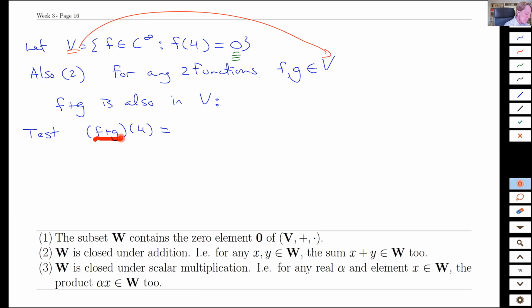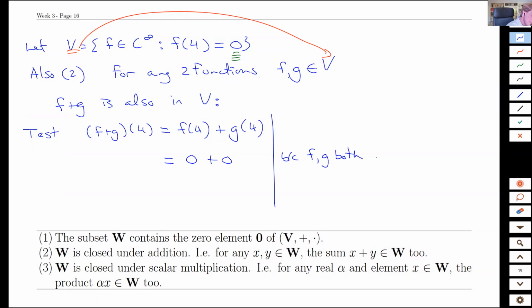So let's test f plus g at the point 4. What do we mean by this notation? We're going to add the functions point by point. So really we mean evaluate the function f at 4 and then evaluate the function g at 4. But those are both equal to 0, because f and g both are in V. This is more detail than we usually do, but just to make it crystal clear, the whole point of these two functions being in V is that they satisfy this condition. And so that equals 0 as well, and so f plus g is in V too.